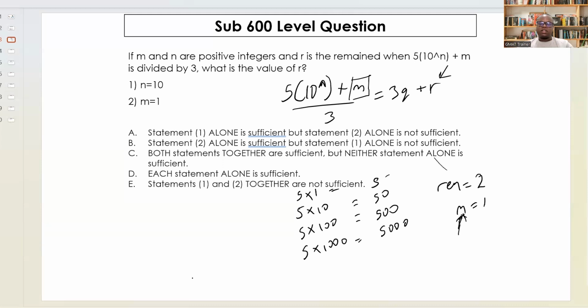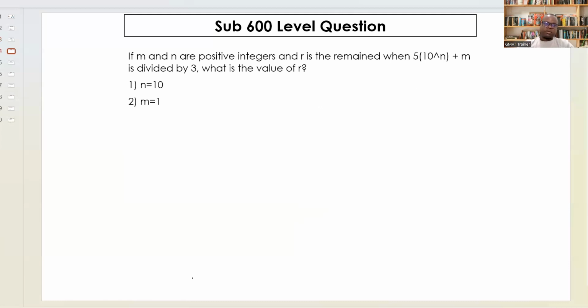Once you have this knowledge, then we can go ahead and look at each statement independently and address the questions. So, let's look at the question. n is equal to 10, then we have 5 times 10 raised to the power n plus m, which is equal to 3q plus r. So our interest is in the value of m. If m can take any value, then that statement will not be sufficient.